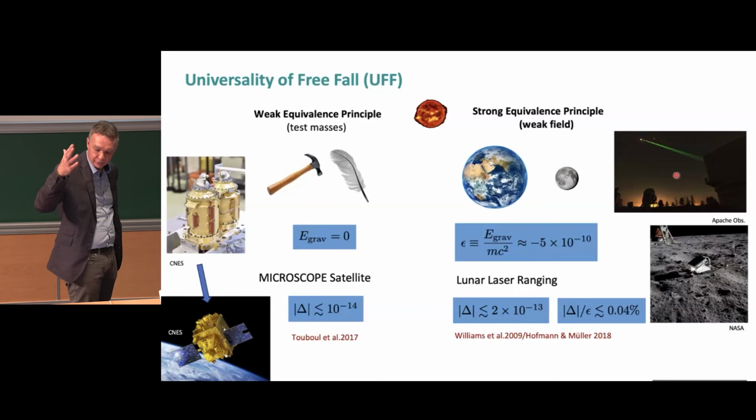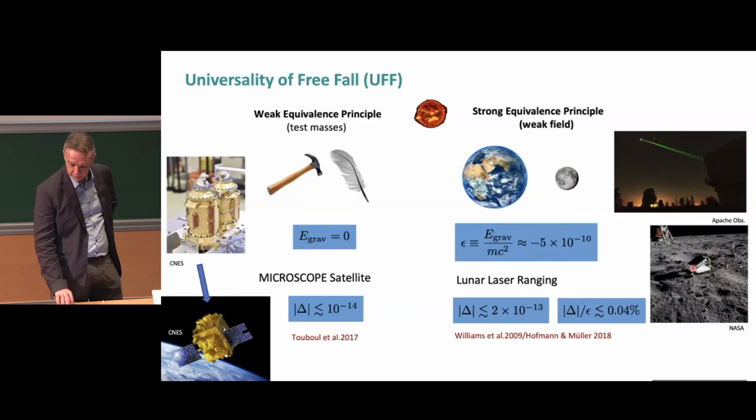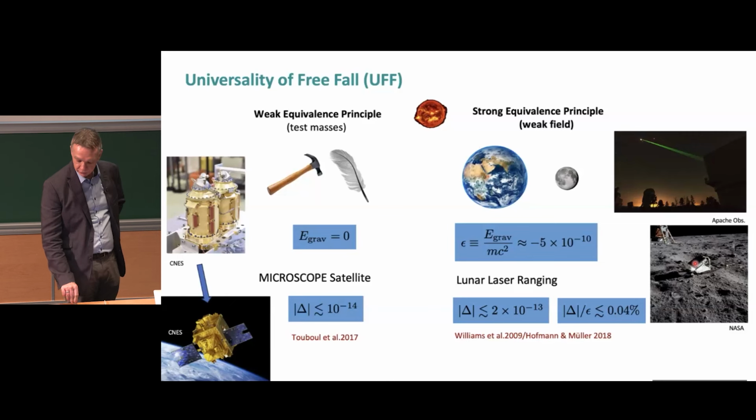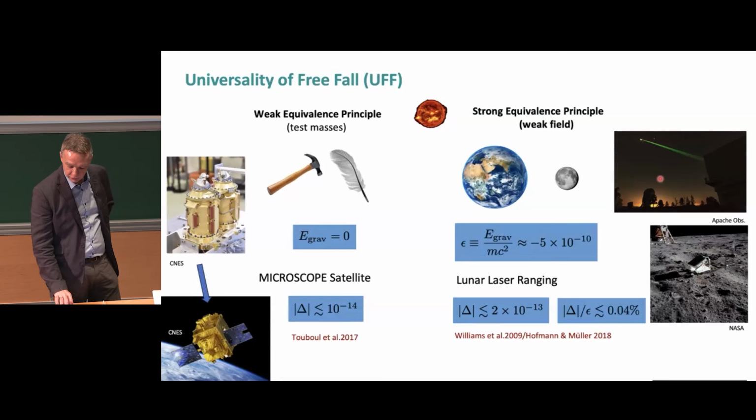You shoot a laser from an observatory here. It's reflected by this laser reflector that the Apollo astronauts left on the moon surface. If you ever ask, did they ever land on the moon? Yes, they did. They left these laser reflectors. And so by measuring the light travel time, they measure the distance very precisely. And that's how they can see if Earth and Moon fall in the same way. And indeed, to this limit, they do.